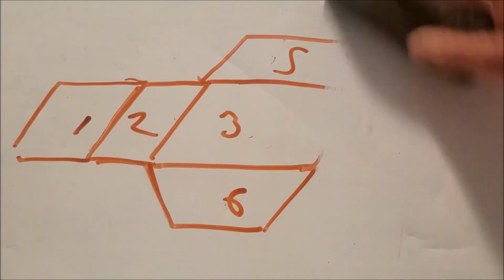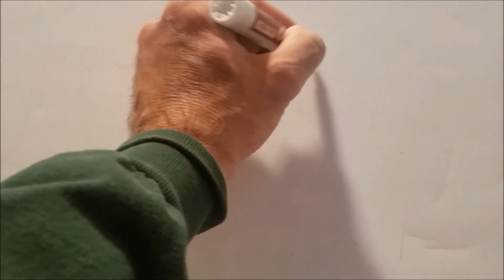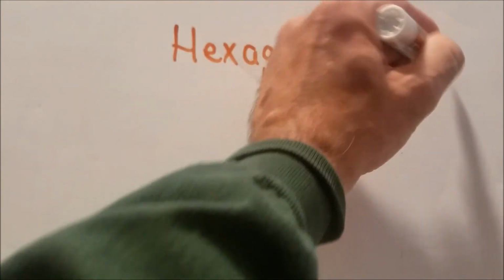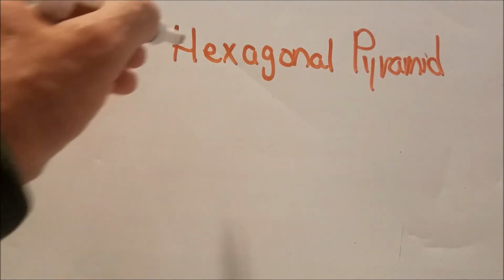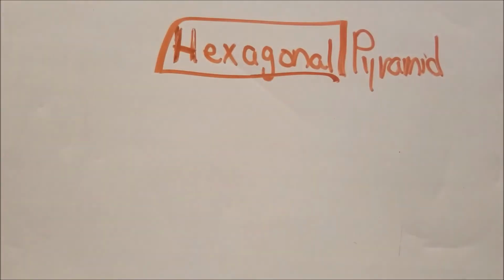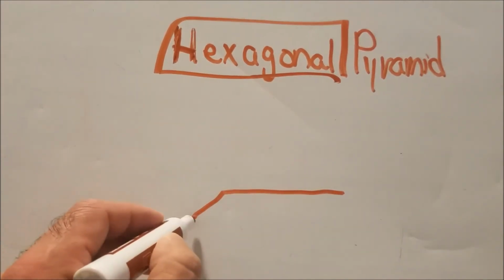All right, let's try another challenging prism. Actually, it's not a prism, it's a pyramid. It's a hexagonal pyramid. And remember, with pyramids, every face or shape has to be a triangle, except one does not have to be. In this case, the one is a hexagon, right? So we should first start with a hexagon. Right, here's our hexagon.